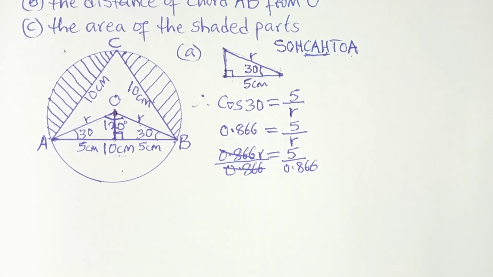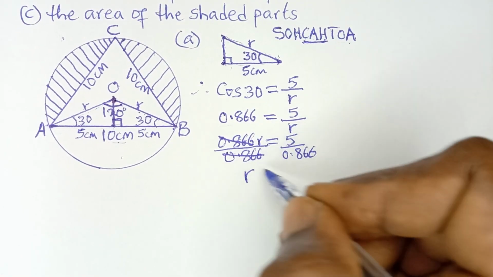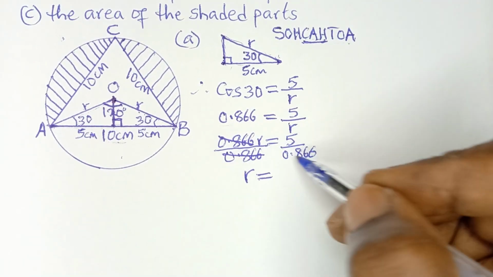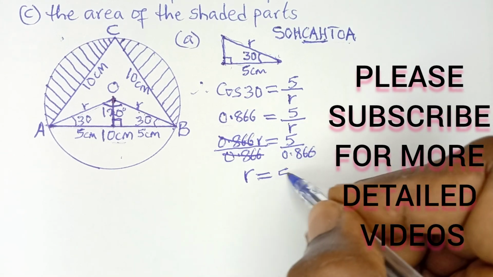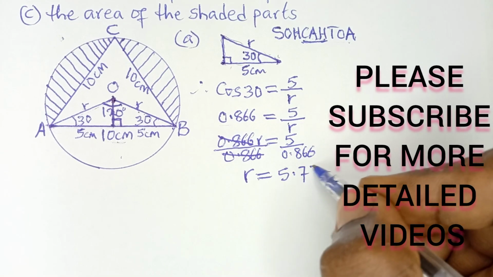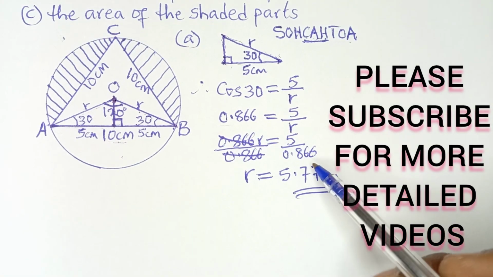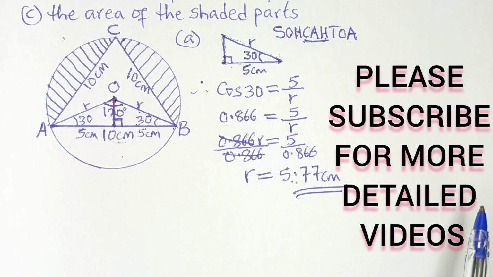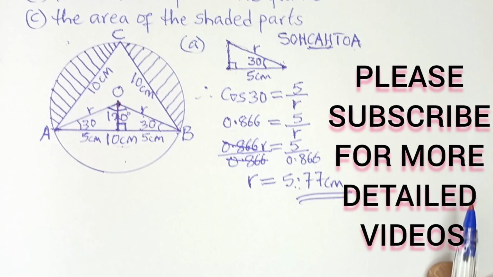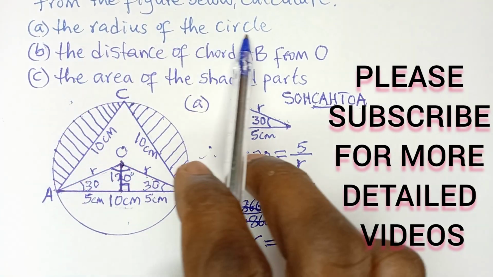So we'll be left with r there. So that will give us r as equal to 5 divided by 0.866, which will give us 5.77 centimeters. So that means the radius of the circle, as you can see there, is 5.77 centimeters. So that is question A that was asked, the radius of the circle.